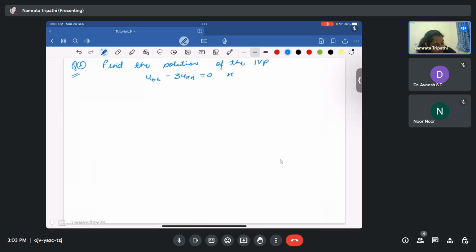Here x belongs to the real numbers and t is greater than 0. These conditions are given, and the initial conditions are u(x,0) = x sin x and u_t(x,0) = cos 2x. Here x belongs to R. Can anyone tell me how to solve this question?